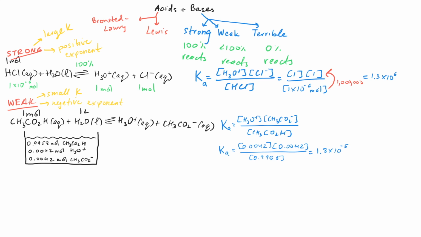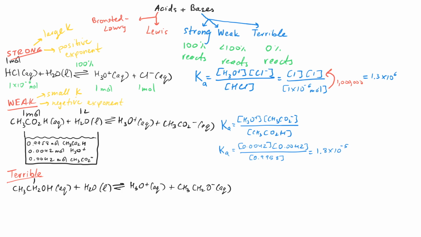Now, let's take a look at a third class of acids, what we call the terrible acids. These are species that do not react with water and remain mostly in their unreacted form. An example of this is ethanol. If we were to put 1 mole of ethanol into 1 liter of water, only 1.14 times 10 to the negative 8 moles of it would react. This amount is so very small that in fact ethanol does not even react like an acid. And that's why we call it a terrible acid.